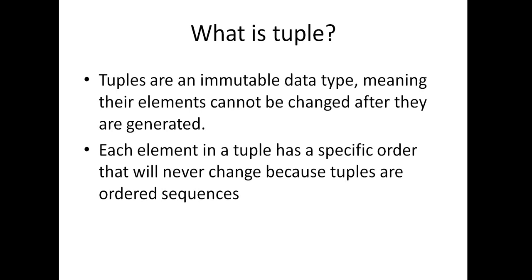Each element in a tuple has a specific order that will never change, because tuples are ordered sequences. For example, if there are 5 different elements in the tuple, the first element of the tuple will hold a value, and whenever you call it, the same value will be retrieved. So the order will never change. It is immutable and it is an ordered sequence of data. Right? So that is the definition of a tuple.